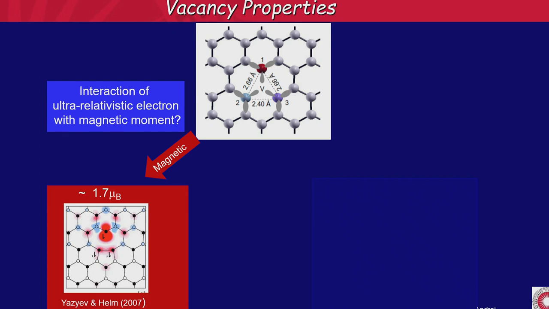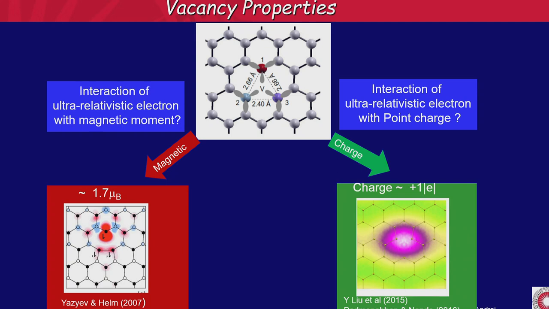So vacancy properties. It has a magnetic moment. And looking at a vacancy gives us a unique opportunity to study the interaction of ultra-relativistic electrons with magnetic moments. Can't do it in any other system. Now, there's another part to this story. The vacancy carries a charge. And I'm not going to show you the calculations, but I'm going to show you a little bit later. It carries a charge of plus one electron that is spread out on this vacancy here. So this was done by DFT calculations. So that gives us the opportunity to study the interaction of ultra-relativistic electrons with a point charge. Lots of good physics that one can do here.